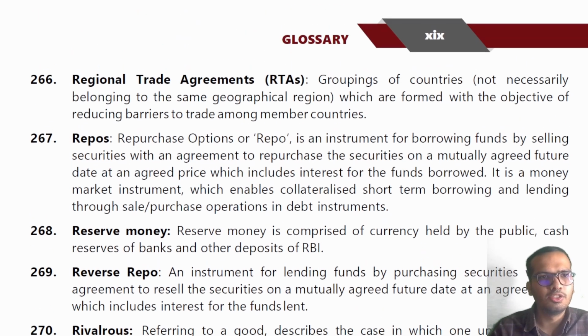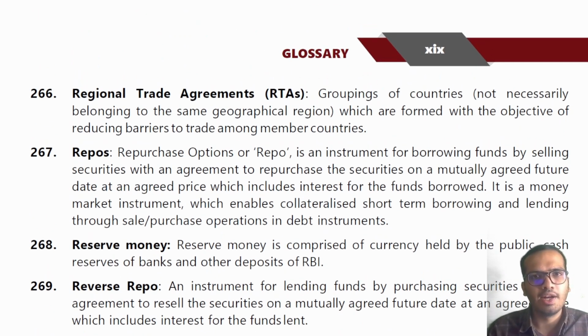Then we have number 266, regional trade agreements, RTAs. It's the grouping of countries not necessarily belonging to the same geographical area, which are formed with the objective of reducing barriers to trade among the member countries.